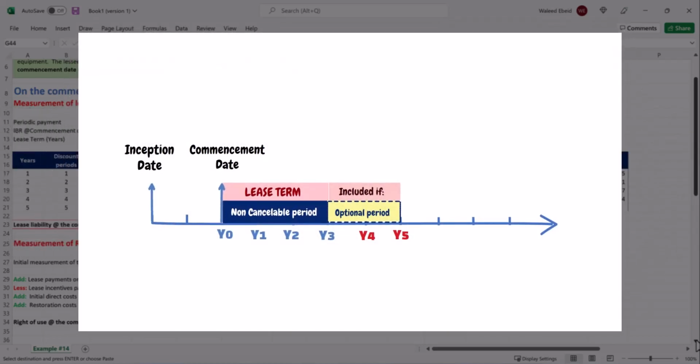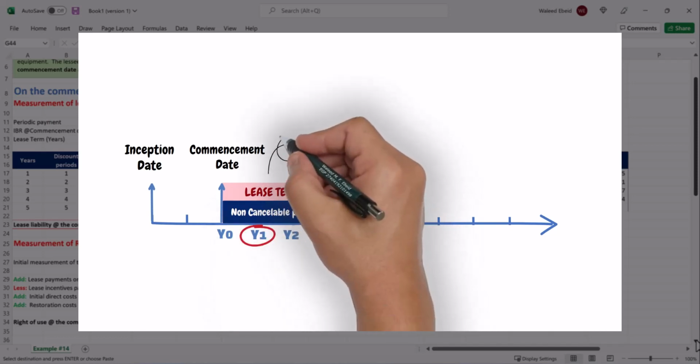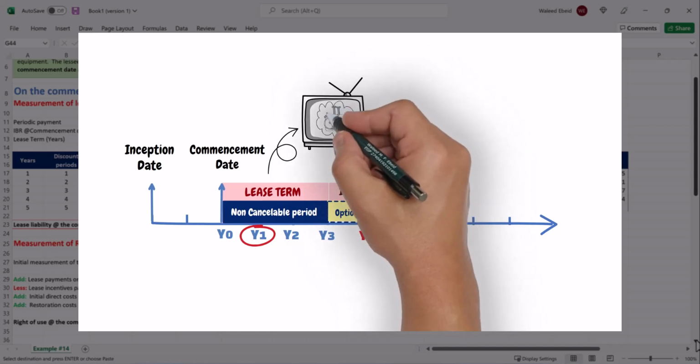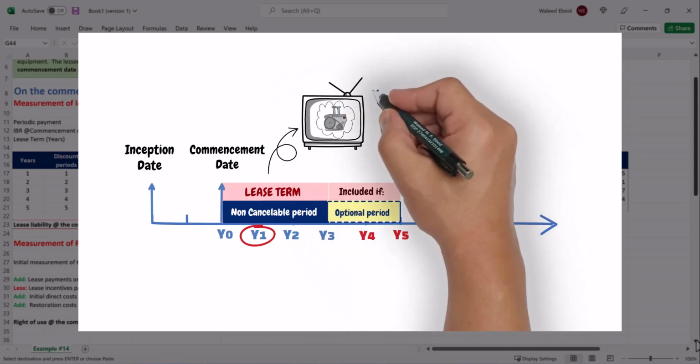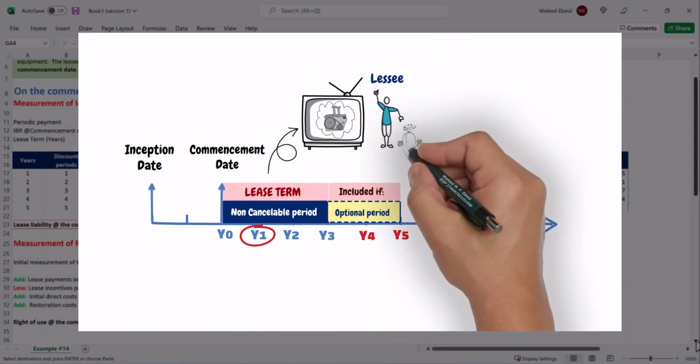Let us continue with our example. On the first day of the second year of the lease term, a new version of the leased equipment became available in the market, and the lessee decided to invest in this equipment.